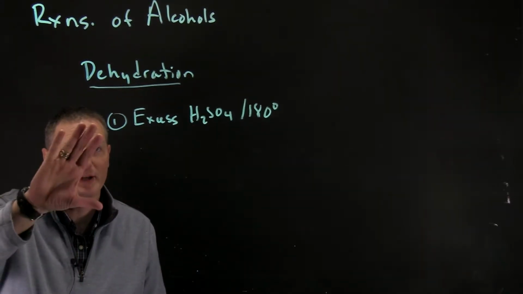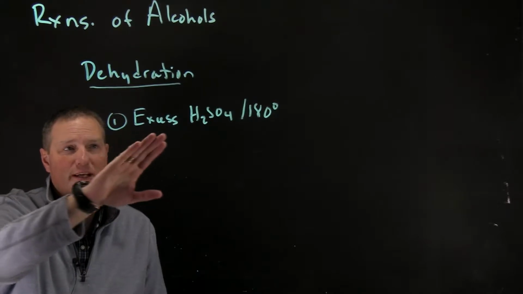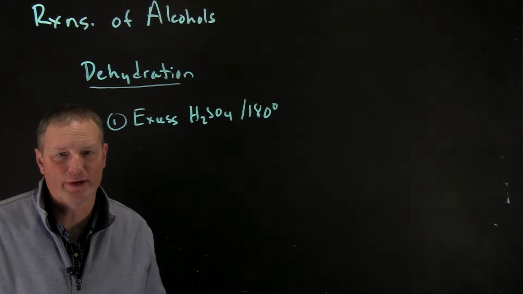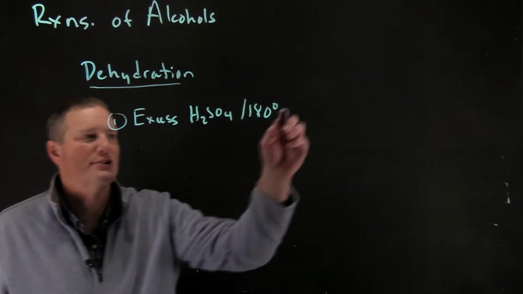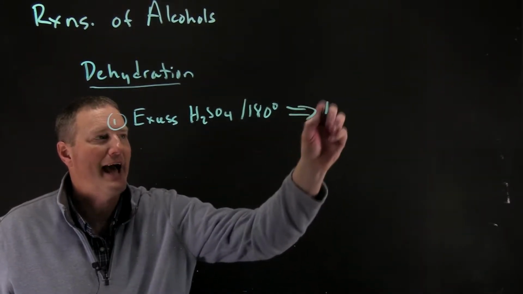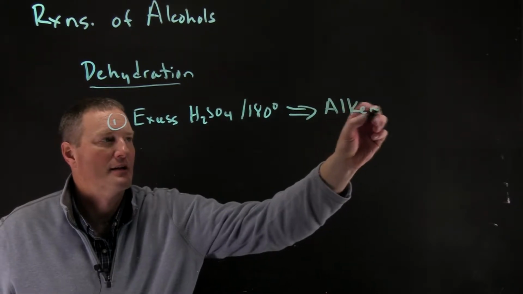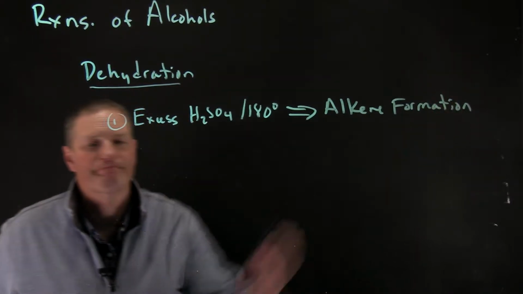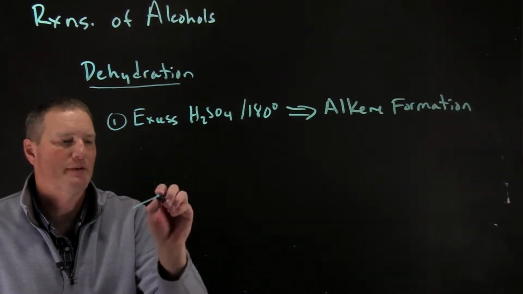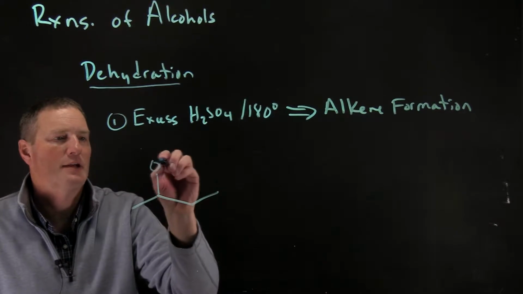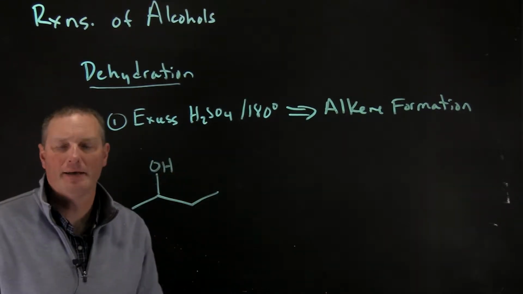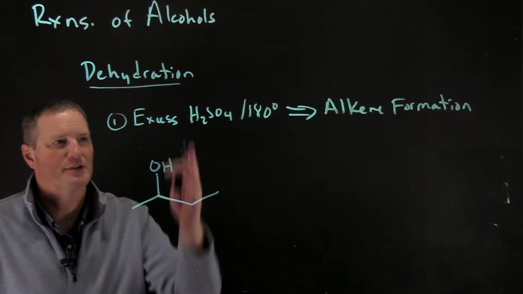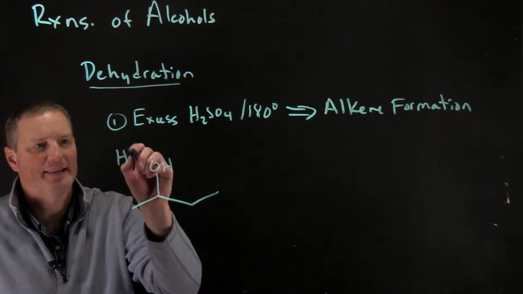And the first one I'm going to look at is this condition here where I have excess sulfuric acid and then a higher heat, 180 degrees. Now, whenever you see these reagent combinations, be thinking alkene formation. So let's just look at a simple example of this. Let's look at 2-butanol.